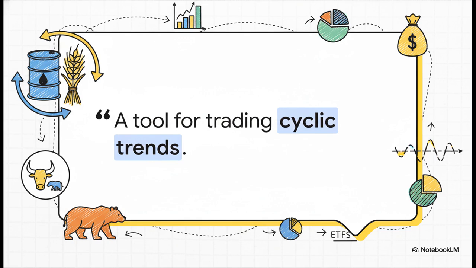And you know, this isn't some brand new idea. The CCI was actually developed way back in 1980 by a guy named Donald Lambert. He originally designed it, as the name suggests, for trading cyclic trends in the commodities market. But over the decades, traders have found it's incredibly effective for pretty much everything. Stocks, ETFs, you name it.